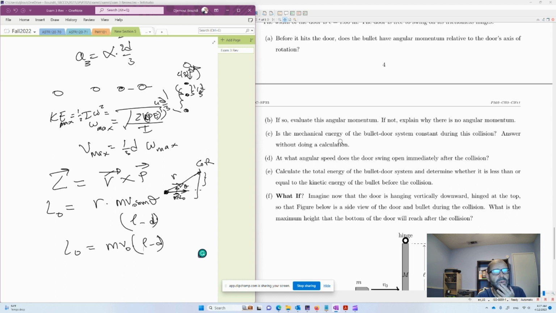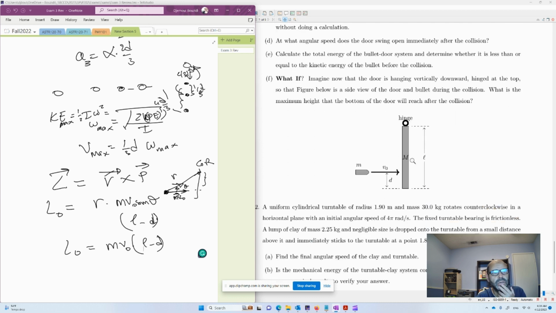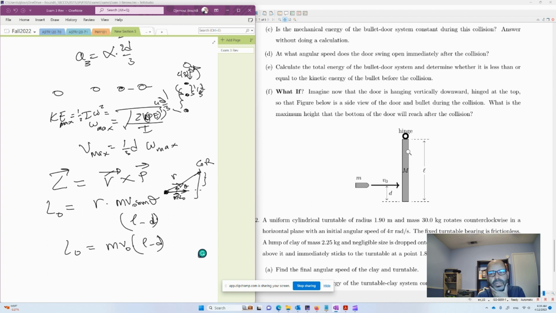Is the mechanical energy of the bullet-door system constant during this collision? Answer without doing calculations. In this case, the collision is not going to be an elastic collision, because the bullet is going to embed itself in the door. And since it's not elastic, the mechanical energy, in this case the kinetic energy, is going to be different. So there is a loss of energy, due to heat and other things.